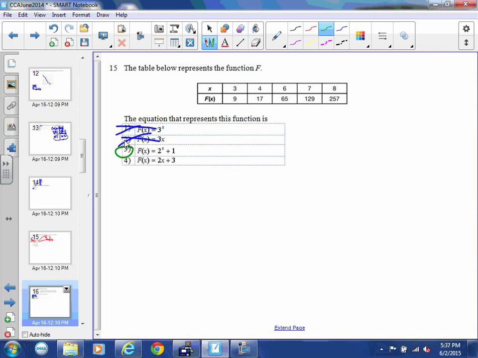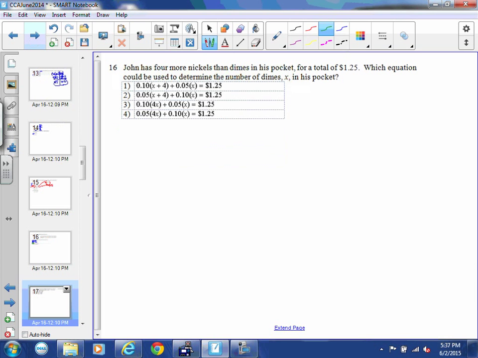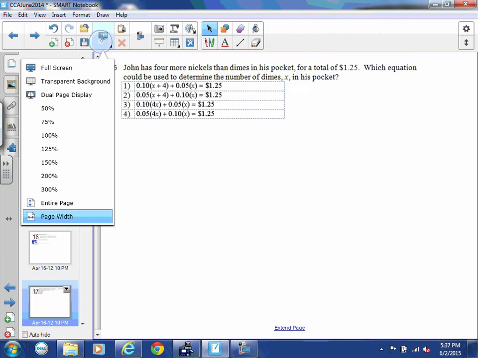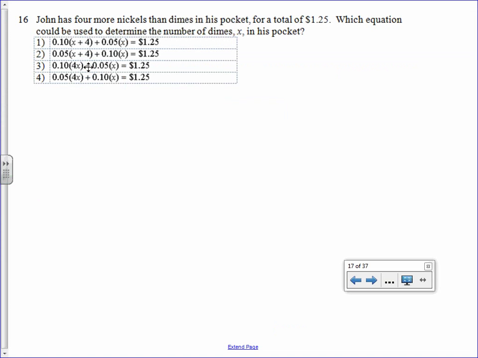If it gives you a table, just type each answer into the calculator, see which one works out. 16 is a challenging problem, but ain't no fang for me.